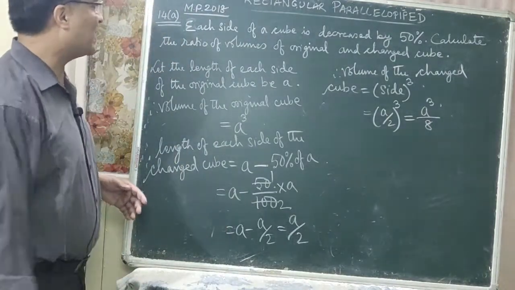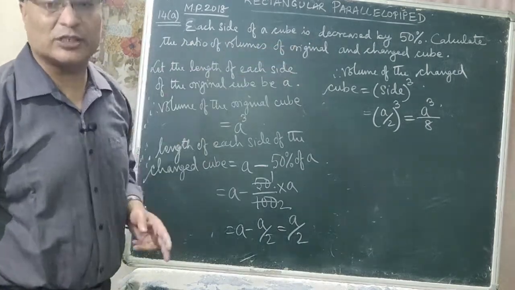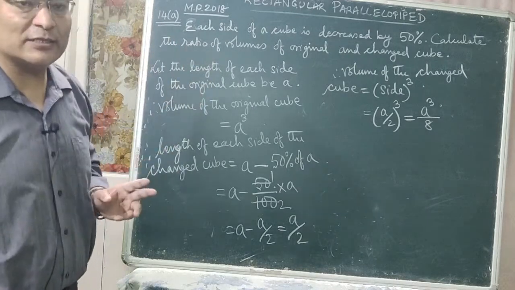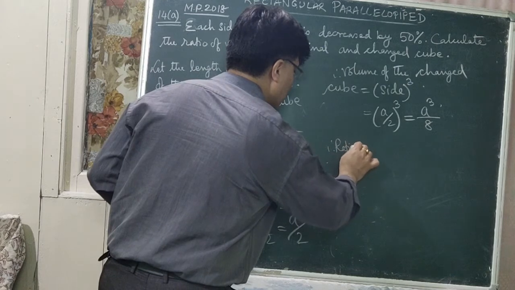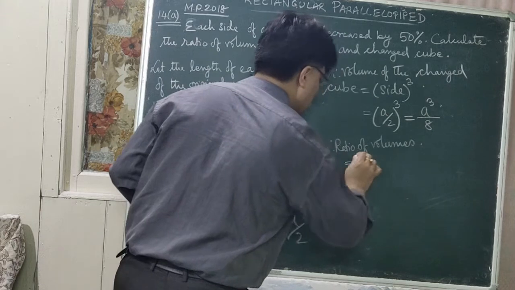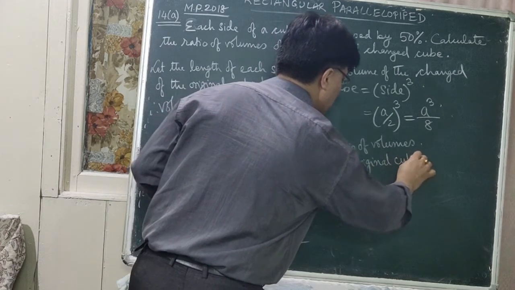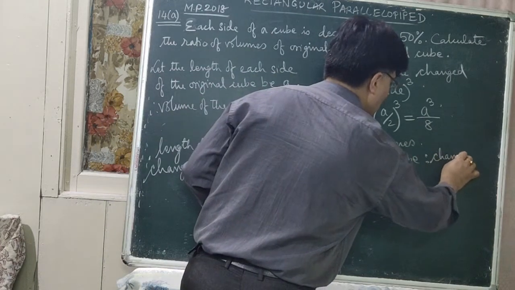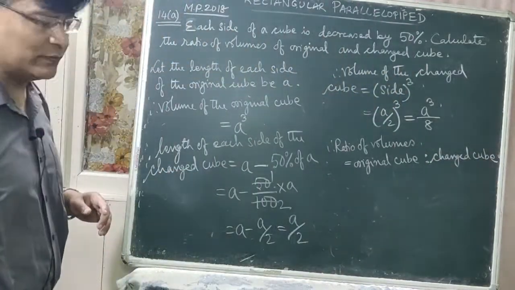Now what is to be calculated? You have to find out the ratio of volumes of the original and the changed cube. So write down, therefore ratio of volumes is equal to original cube is to changed cube. Original cube is to changed cube, right?